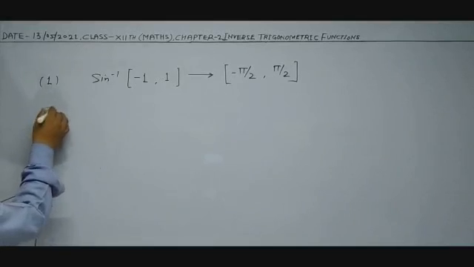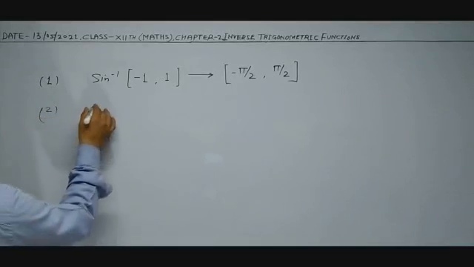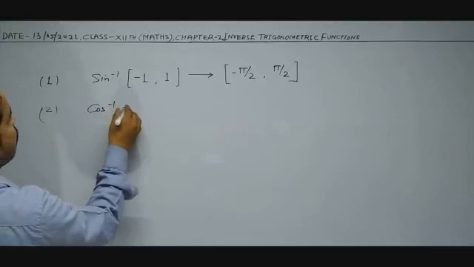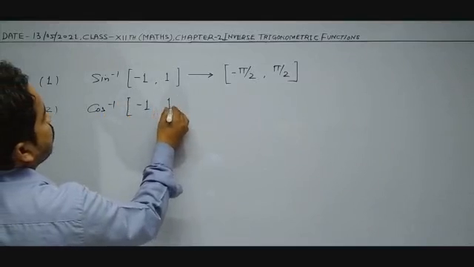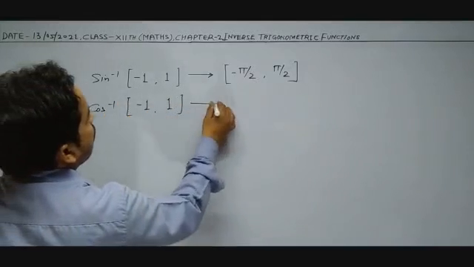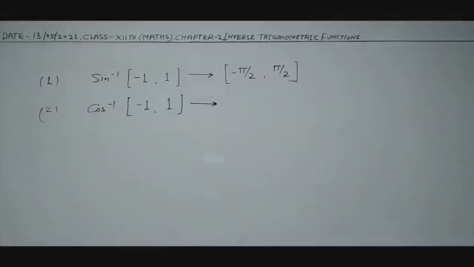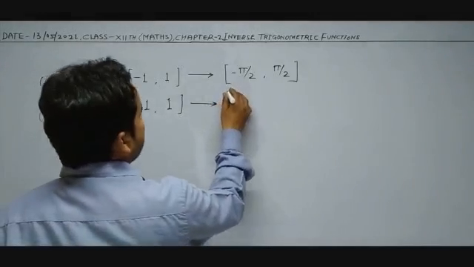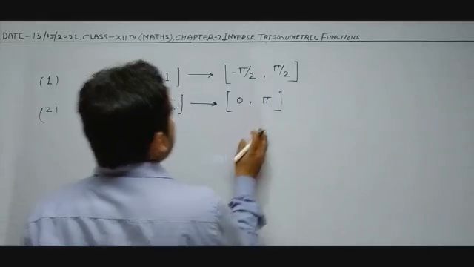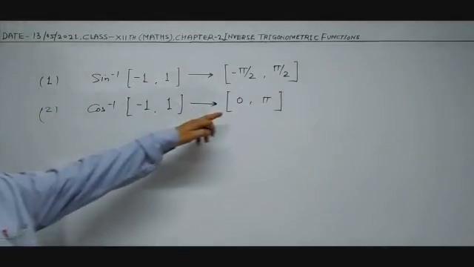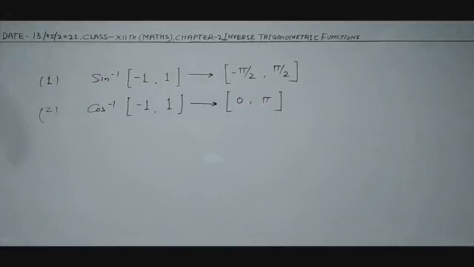Similarly, cos inverse, its domain is also -1 to +1, and its value goes between 0 to π in closed intervals. This is also known as the principal value branch.